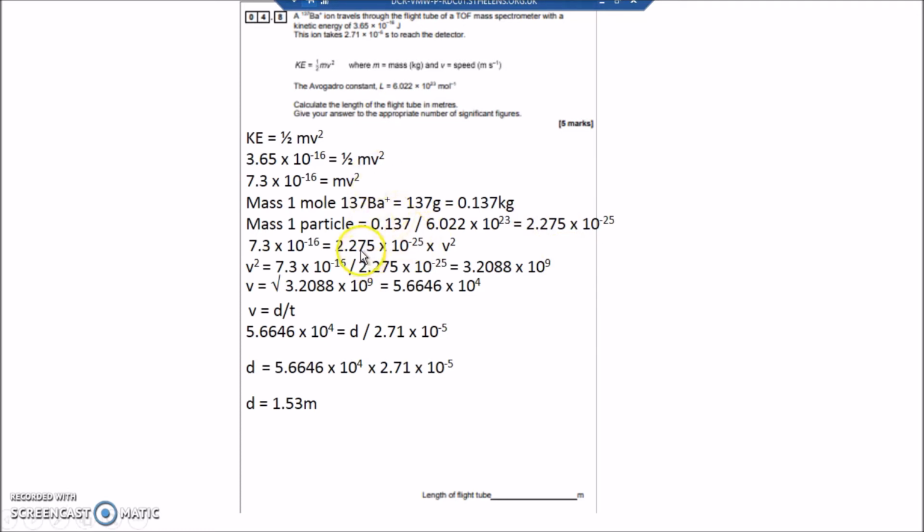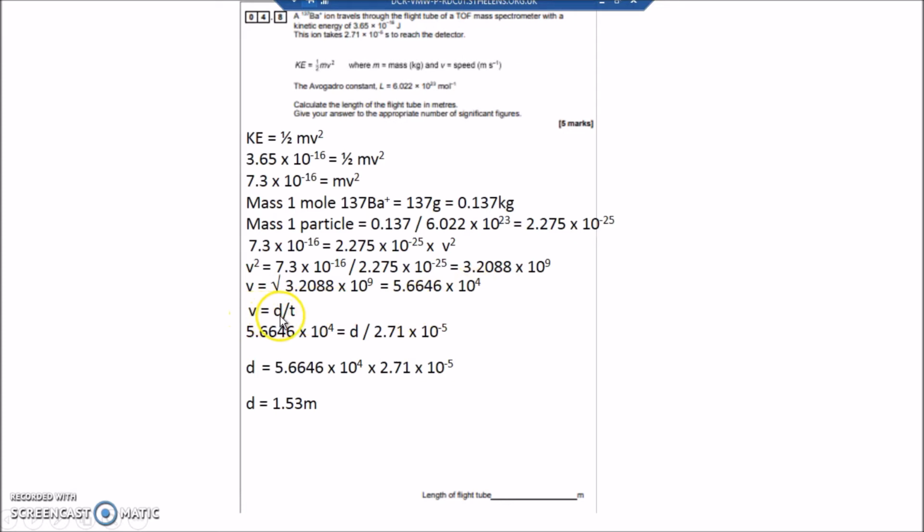So I can put that in as an m value now. So I've got my kinetic energy, or twice my kinetic energy. 2 lots of kinetic energy equals the mass multiplied by v squared. So v squared equals 7.3 times 10 to the minus 16 divided by the 2.275 times 10 to the power 25. V squared is 3.2088 times 10 to the power of 9. I square root it, and V is 5.6646 times 10 to the power of 4.